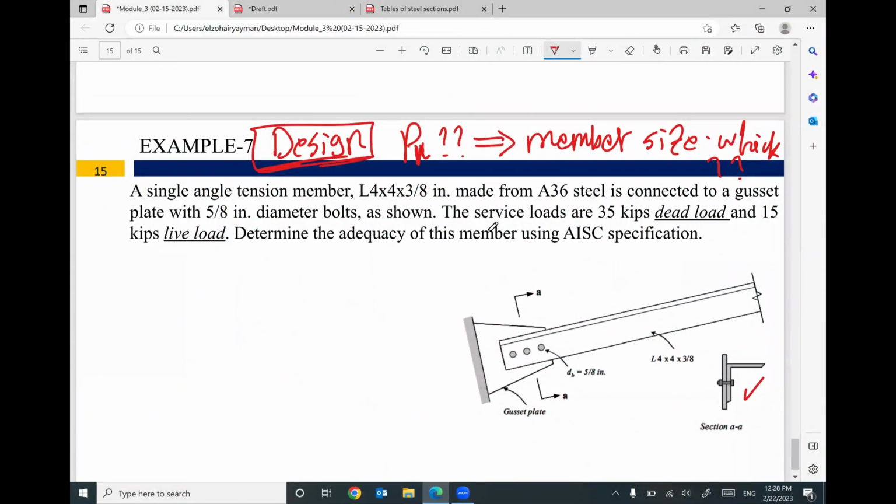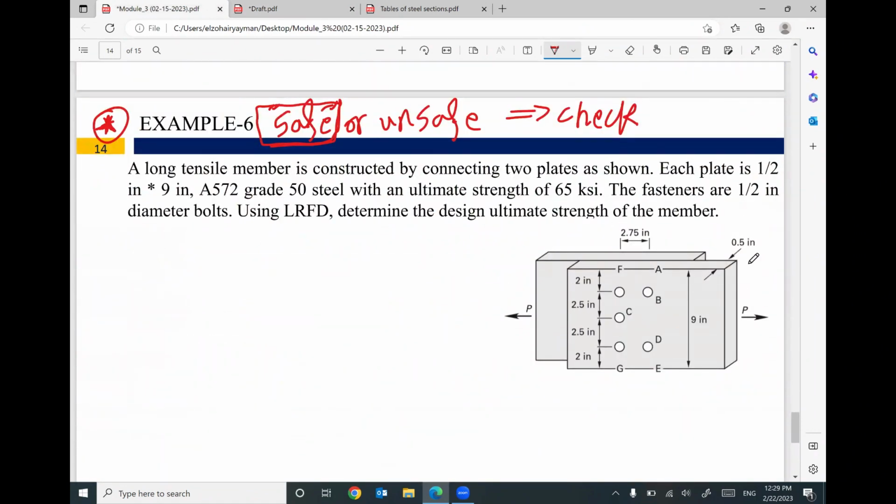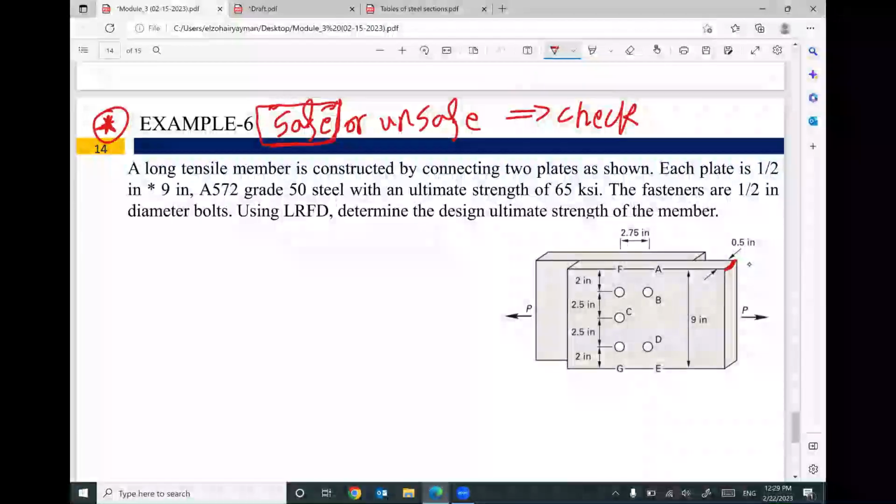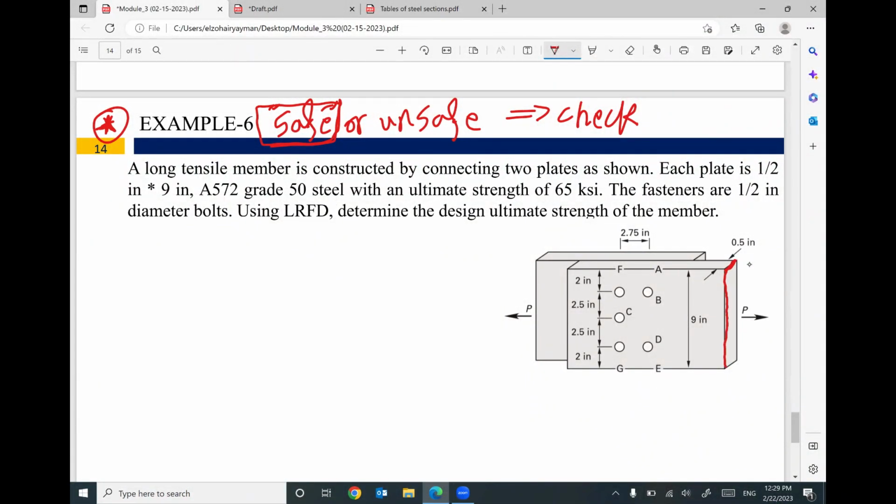So let's start with the first example. Everything is given, but I need to check. So we have a long tensile member constructed by connecting 2 plates as shown. Each plate is ½ inch times 9. So this thickness is ½ inch, and the vertical dimension, which is the total depth, equals 9. So to figure out the area gross for this cross section, it will be ½ inch times 9 inch. It will be 4.5 inches square. This is the first step.